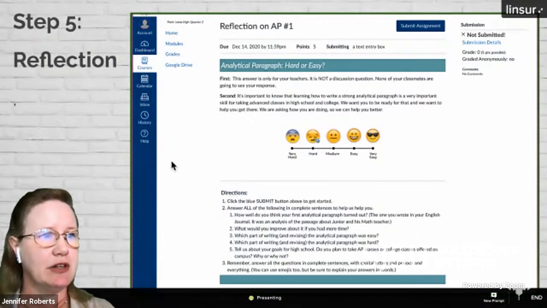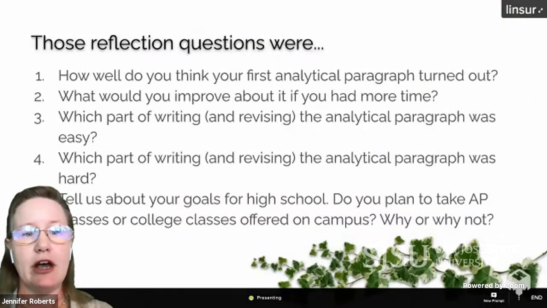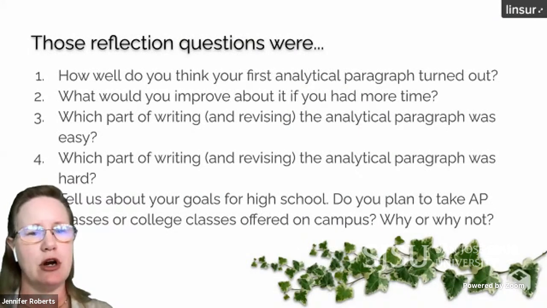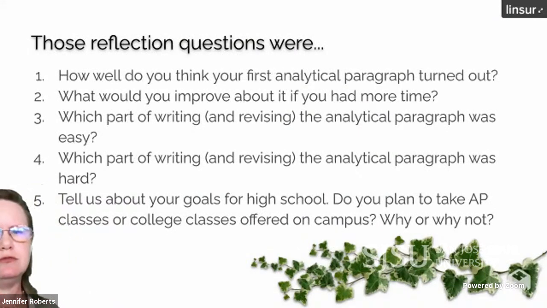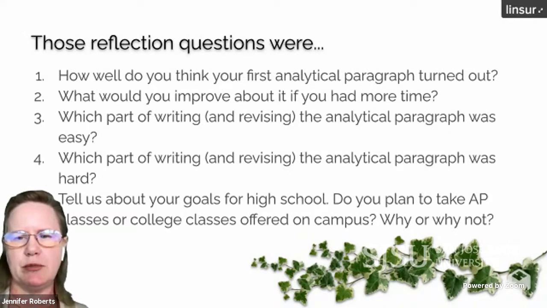All right, and we asked the students to reflect on how this first paragraph went. So this is what it looked like in Canvas. We gave them the cute little emoji, the Likert scale. But really, these were the questions we asked them. How did it go? What would you improve about it if you had more time? Which part was easy? Which part was hard? Tell us about your goals for high school, about whether you're going to take AP classes or not. That was important to me. I wanted to know that. This was fairly early in the quarter, and I was kind of curious what my students' goals were.